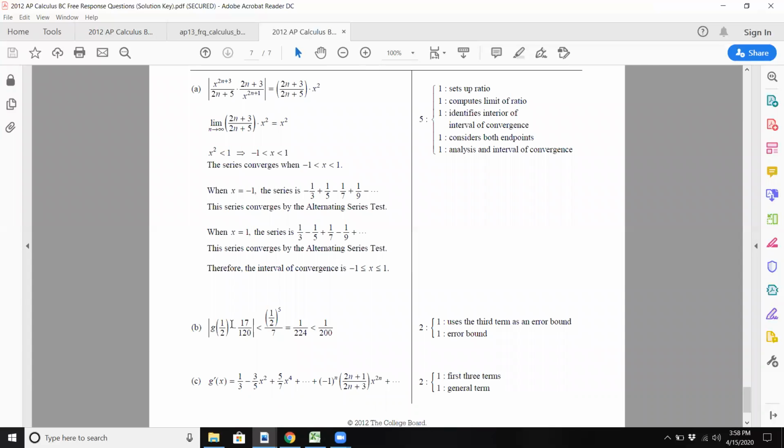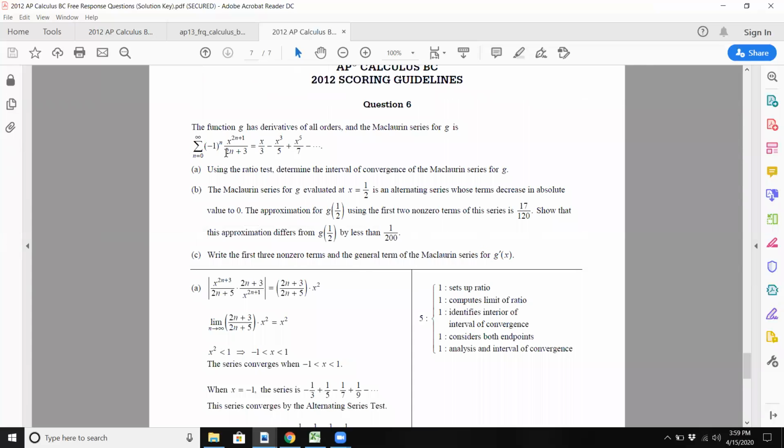And if they actually were to compute this, that does become 1 out of 224, which is less than 1 out of 200. So I think you're not really doing anything with the 17 or 120, supposedly. I think it's more to recognize the fact that if you plug in 1/2 into here, you do get (1/2)^3 over 3, you get (1/2) for this, (1/2) to the 5th power over 7. And the approximation for the first two terms is just 17 out of 120.